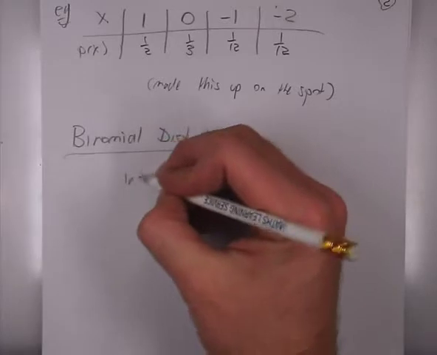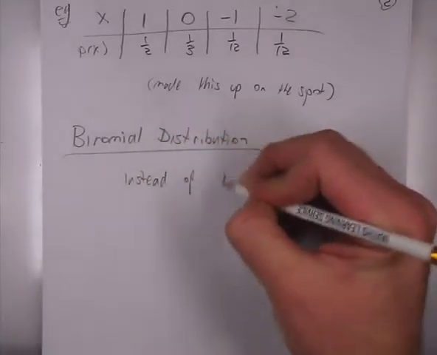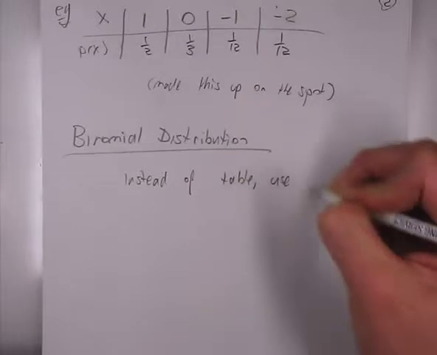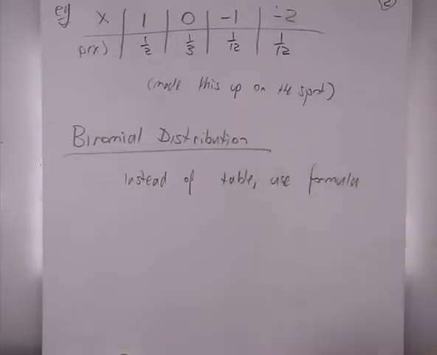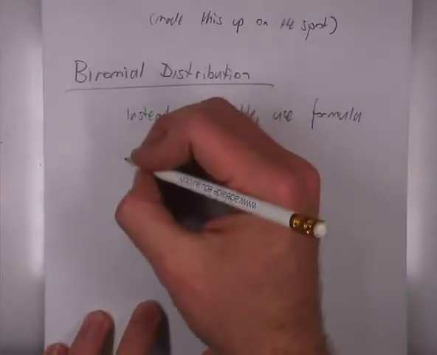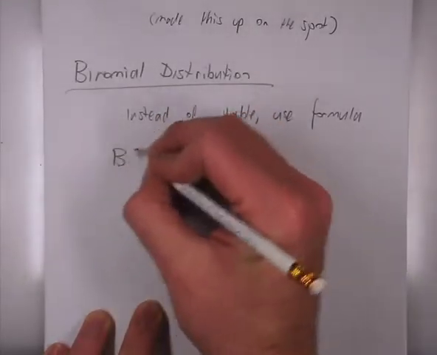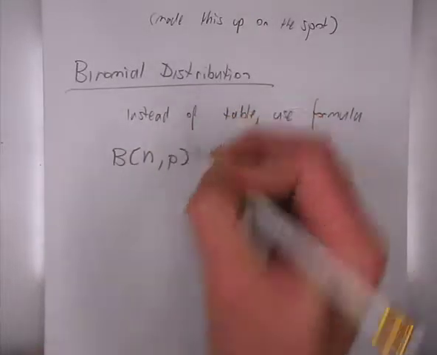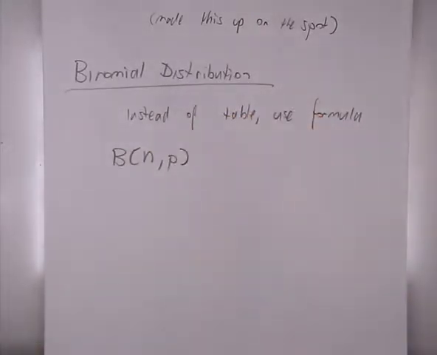Okay? So instead of a table, we use a formula that tells us what each of the possibilities are. You can do it in a table for the really small ones, but for lots of options, we use a formula. And it goes like this. So you have something like, it's called BNP. I think that's what your lecturer would call it. That's what I would call it.